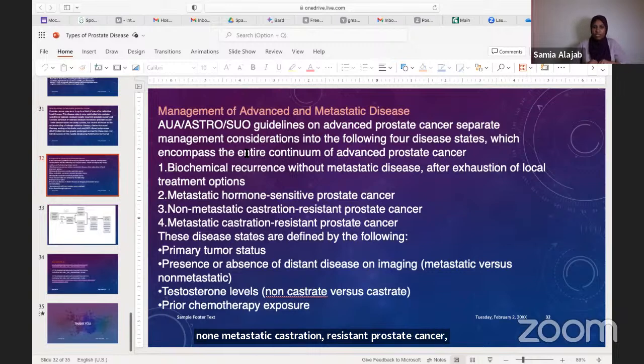So these disease states are defined by the following. So the primary tumor status, presence or absence of distant disease on imaging, if there is metastatic versus non-metastatic, and testosterone level, so non-castrate versus castrate, and prior chemotherapy exposure.